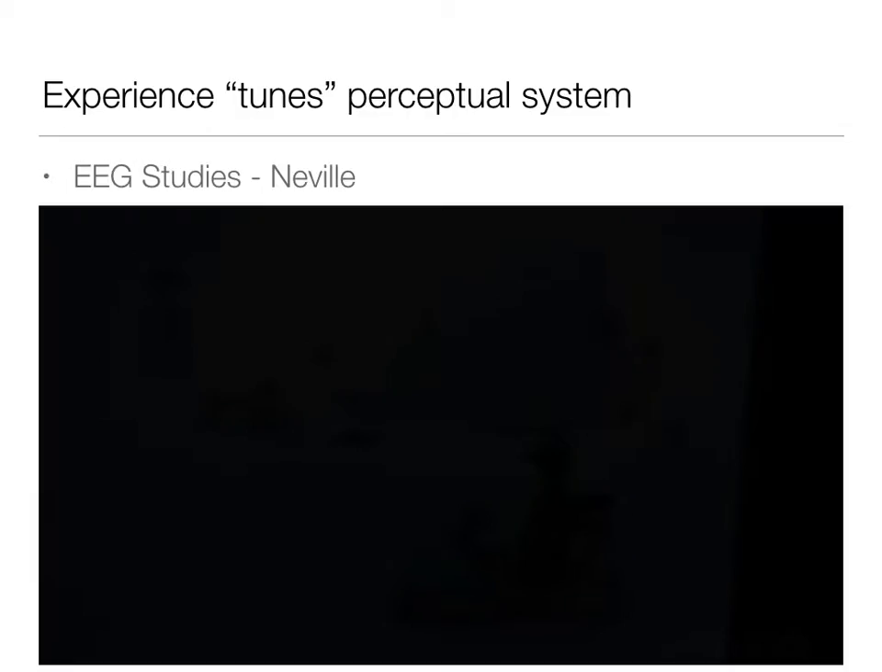So another video that really looks at how the perceptual system tunes itself, and how the brain develops based on this perceptual input, is shown here in this EEG study by Neville. It's got both Al and Alda, an adult and a child, and it shows the differences in both speed of processing and area of processing for different parts of speech.